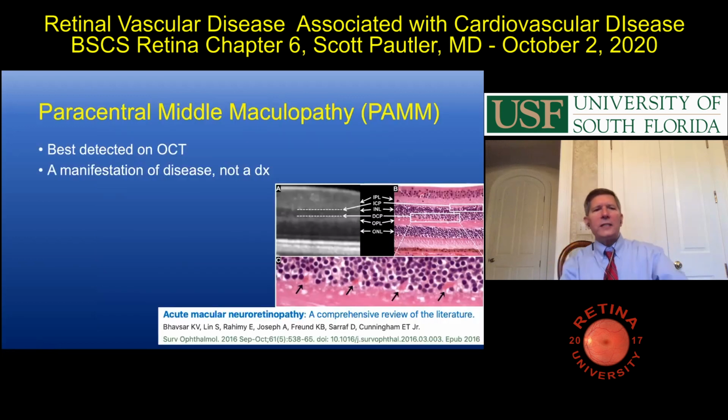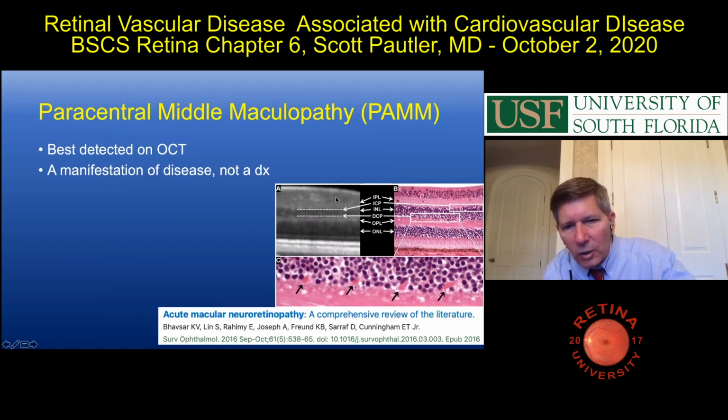Good. So let's talk just briefly about paracentral acute middle maculopathy, or PAM. It is not a disease, so that's not the diagnosis. PAM is just something that you see in a number of vascular diseases, and it's best detected on OCT. It was originally described as a type of acute macular neuroretinopathy, but it's subsequently separated.